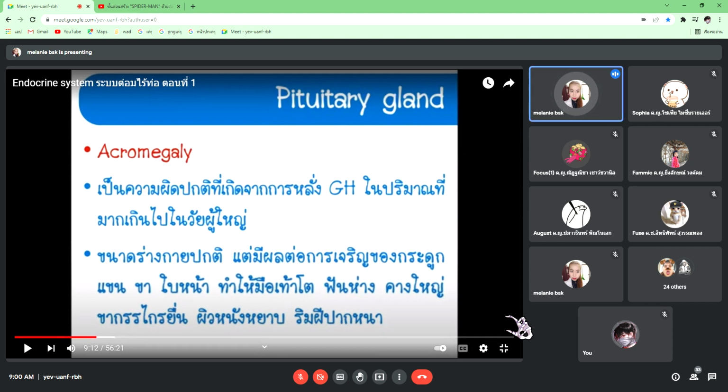Okay, so we're going to have the acromegaly. Acromegaly means the abnormal growth of the hands, the feet, and the face caused by overproduction of growth hormone by the pituitary gland. Okay, it's a hormonal imbalance.